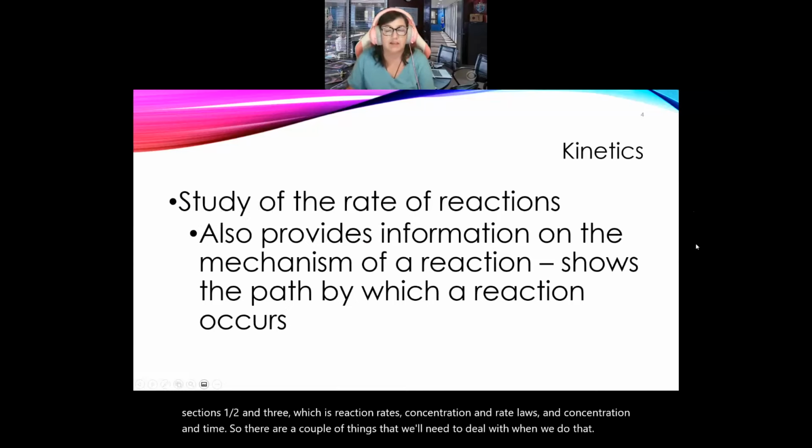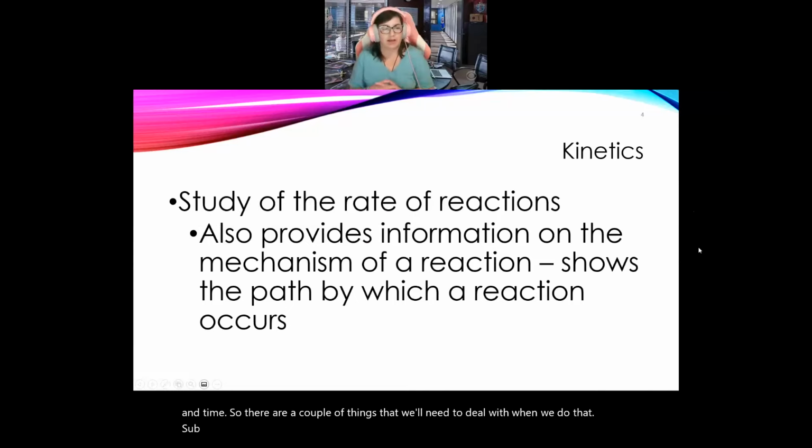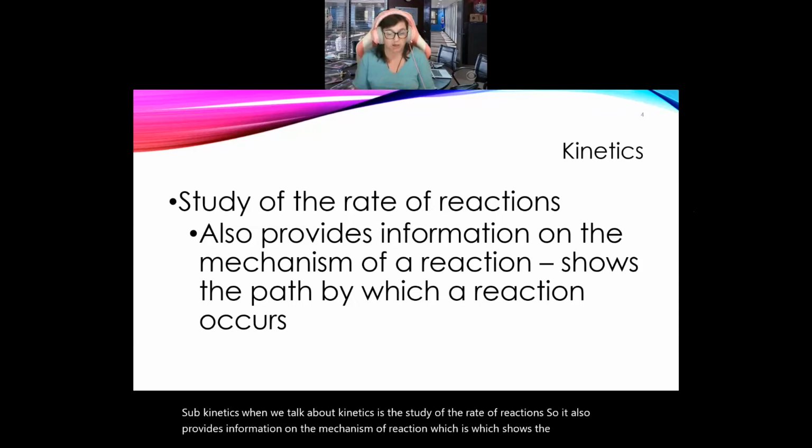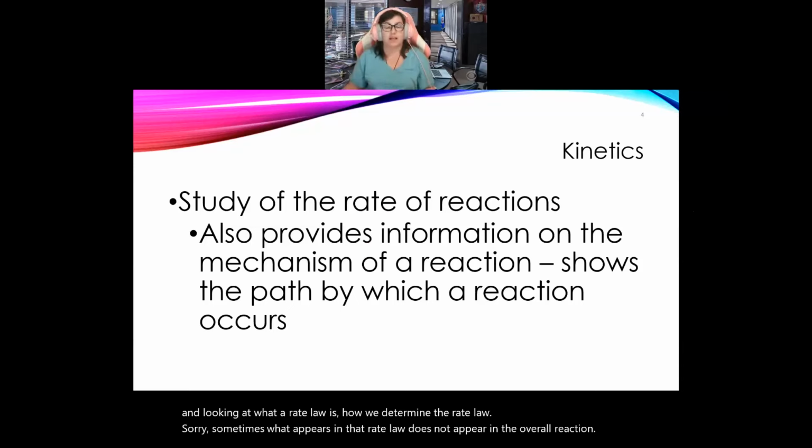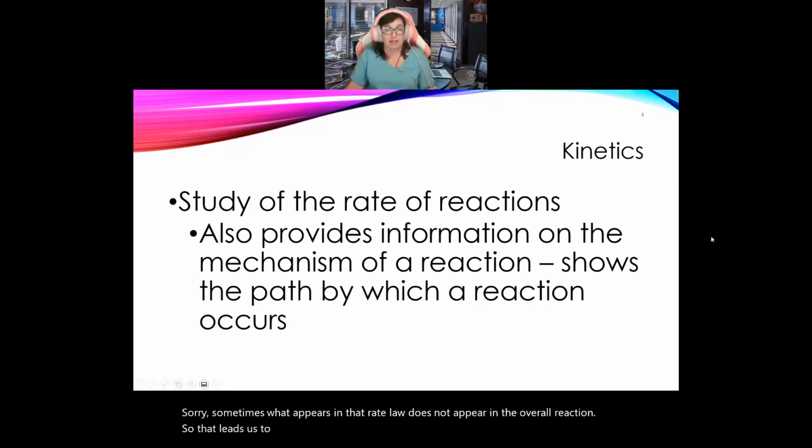All right. So kinetics, when we talk about kinetics, it's the study of the rate of reactions. It also provides information on the mechanism of a reaction, which shows the path by which a reaction occurs. One of the things that you'll see as we start talking about kinetics and looking at what a rate law is, how we determine a rate law, sometimes what appears in that rate law does not appear in the overall reaction. So that leads us to talk about what the mechanism is and how this particular reaction occurs.